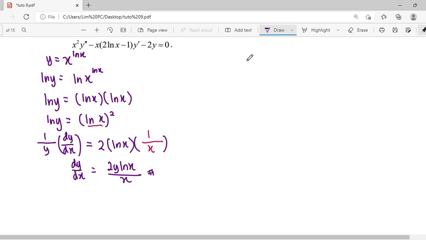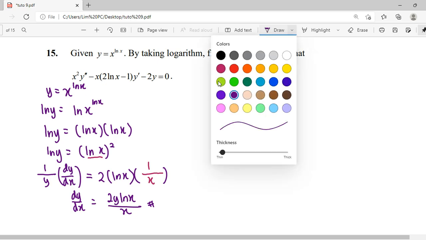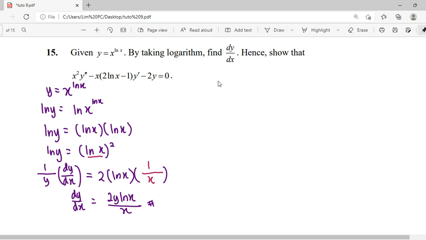Then after we are done, we are going to show this equation. So again, I repeat, to show we have two methods: substitution method and multiplication method. So from here, since our question is involving implicit differentiation, then I will use multiplication method. It will be easier.